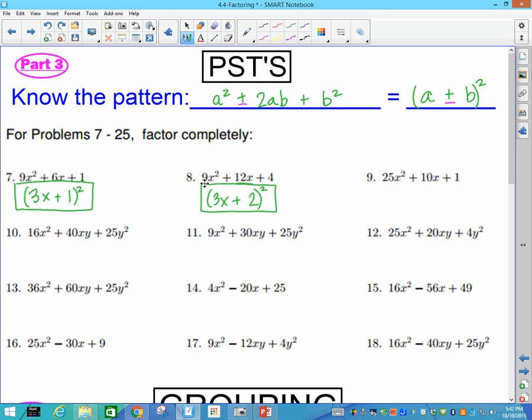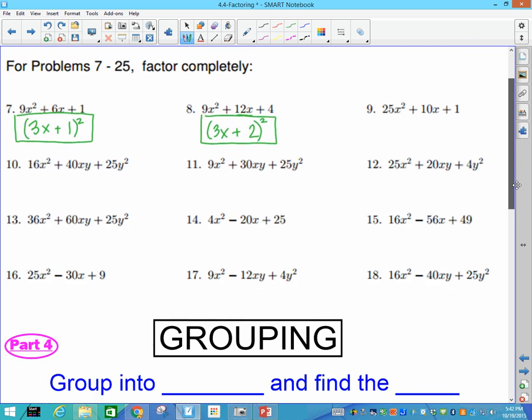Okay, let's look at number 10. Big numbers, but not so bad, because 16 is a perfect square and 25 is a perfect square. But notice this one, they both have variables on them. Not a problem. Square root of 16 is 4. X squared is x. Square root of 25 is 5. Y squared is y. It always takes the sign of the second term. So when I multiply those together, 4 times 5 is 20xy, times 2 is 40xy, and that's my middle term.